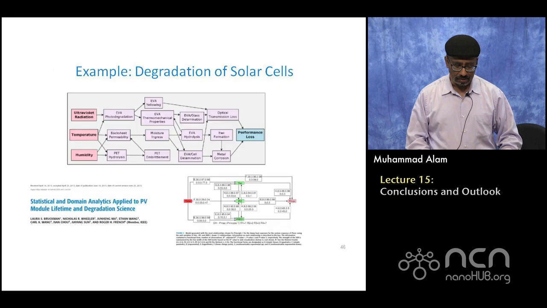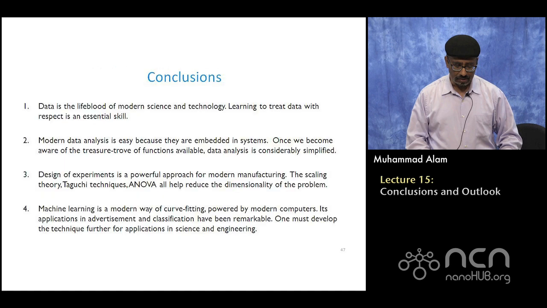I also gave you an example of how people are modeling the degradation of solar cells, which is how solar cells lose power over the years. It's a very important technology problem, and people are using the structural equation approach to capture some of these effects. This is not a blind use of machine learning. One has to be a little careful. So let me wrap up.